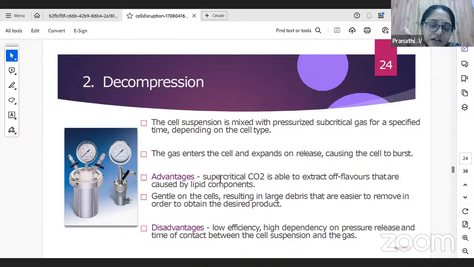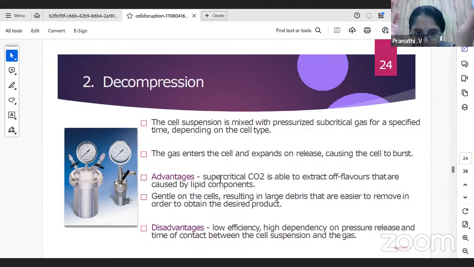So how is it advantageous? You have carbon dioxide which is used to extract the flavor and the liquid components, because CO2 and different gas ions can enter the cells, and it is gentle on the cells. So you have a large amount of debris that is going to be easier for you to remove, so that only the desired product is obtained.